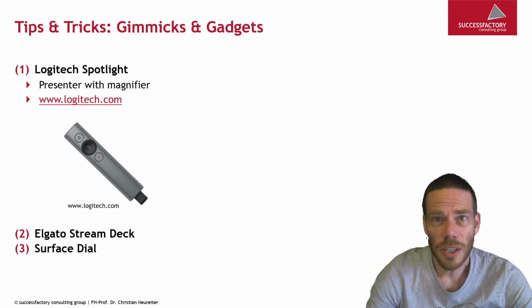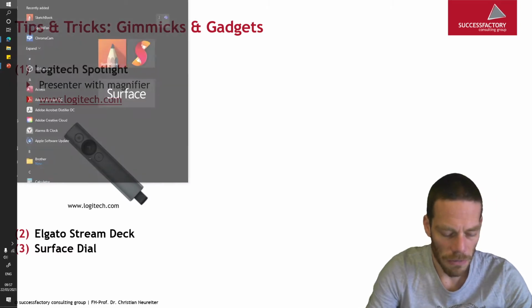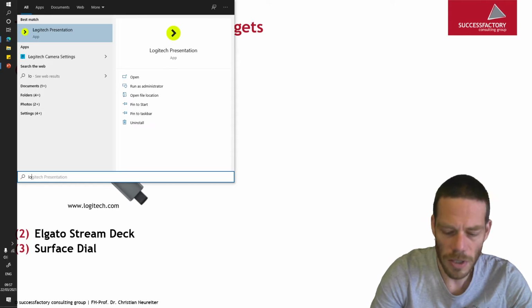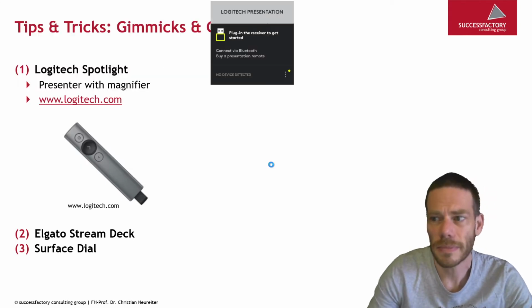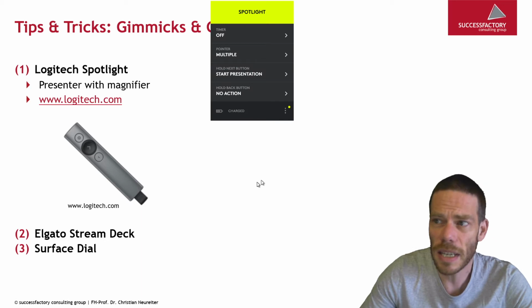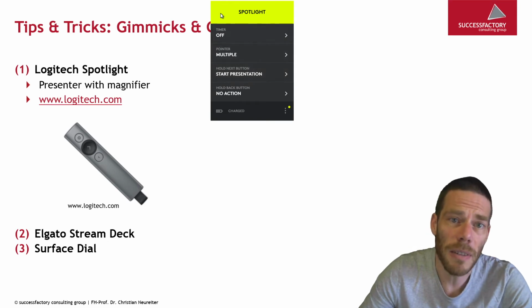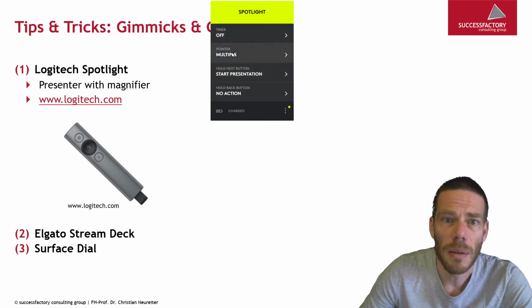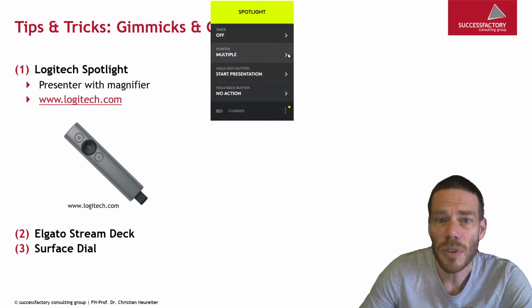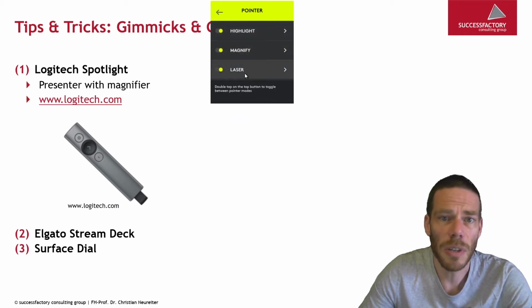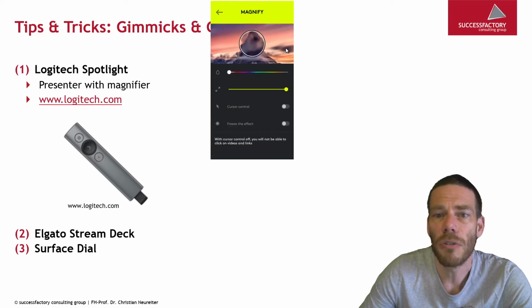The configuration of this tool is done with a small app from Logitech. Let me show you. It's called Logitech Presentation. In this Logitech Presentation, basically you can access a timer function. So then your presenter will start vibrating when the timer is off. You can select different types of pointer which you want to have, like the highlight, the magnifier, and the laser pointer we have seen. And you can configure them.